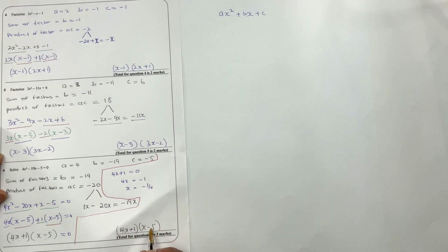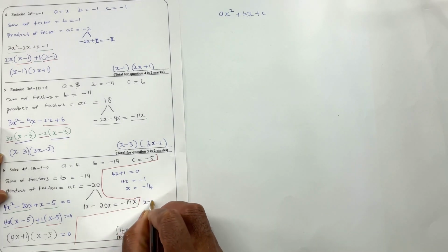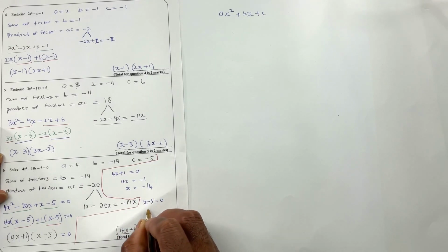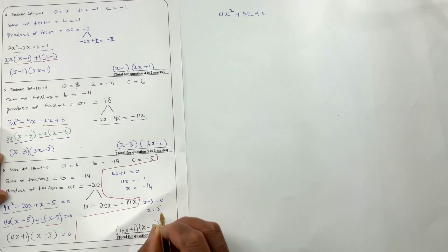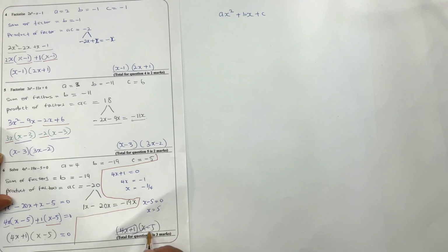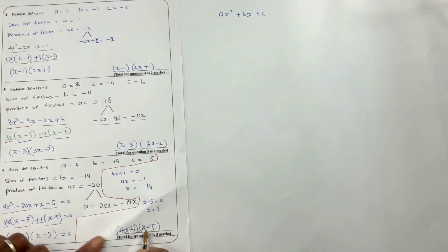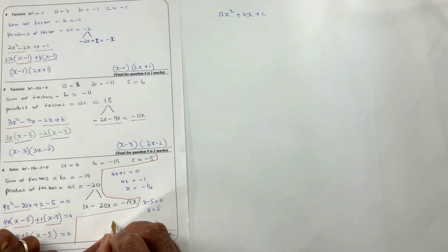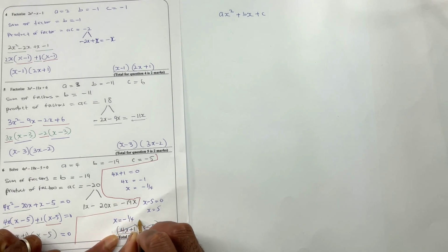These are the factors, not the solution. Now we need to set x minus 5 equal to 0. Therefore, x equals 5. So truly, these are not the solution, these are the factors. The actual solution here would be x equals minus a quarter and x equals 5.